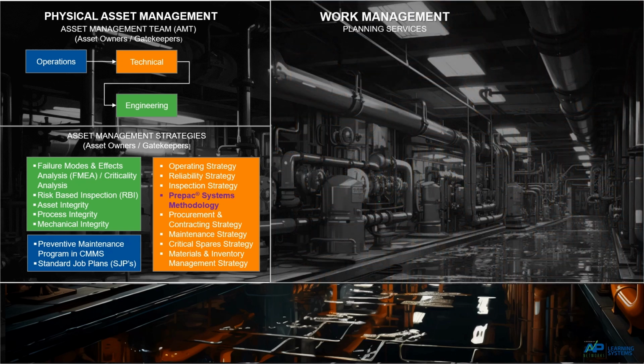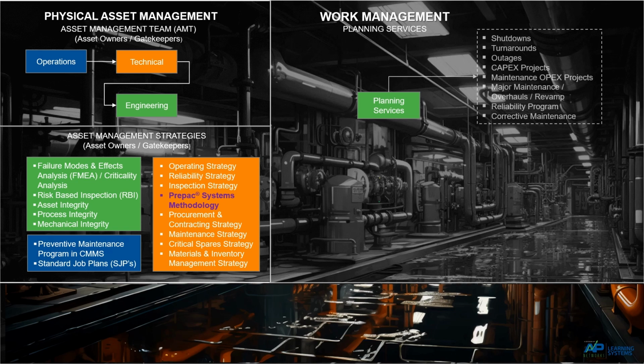Within work management, we have planning services for various work types, for example, routine, major, shutdown, turnaround, outage, or capital projects. When work requests are presented to the AMT gatekeepers, they must pragmatically justify the approval to spend or invest money. This is done using a formal risk-cost-benefit analysis tool and methodology. Or, in the case of a scheduled maintenance event, a risk-based scope review process might be used.